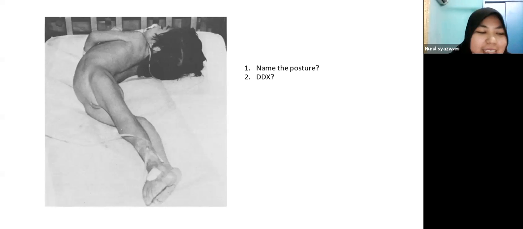Okay, what Rahil said is true. So the posture, you can see the obvious one is opisthotonus position. So there will be hyperextended limbs, and the differential diagnosis is what Rahil said is correct. First one can be cerebral palsy, spastic CP, any infections that can cause the posture, and also tetanus infection.